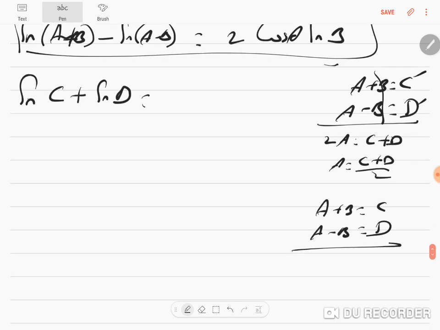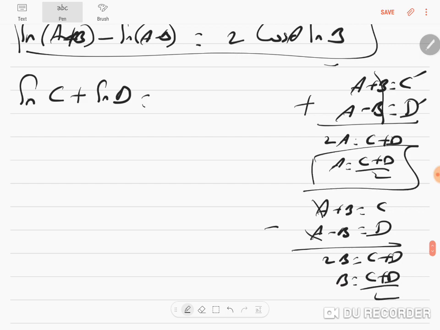Now we added the two equations, first, now subtract it, A and A will get cancelled, 2B is equal to C plus D, hence B becomes equal to (C plus D) by 2. So, thus A is (C plus D) by 2 and B is, I am sorry, (C minus D) by 2.